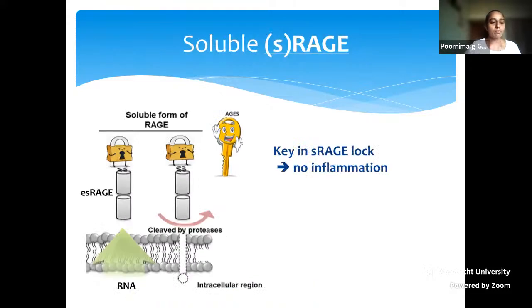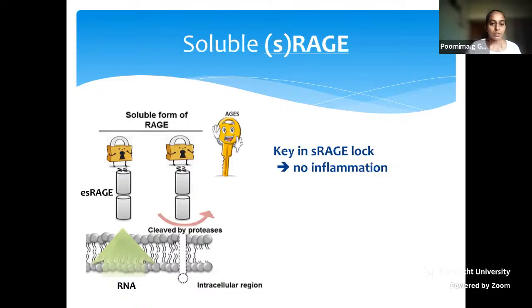There are also forms of RAGE that are not sitting in the cell membrane. We call these soluble RAGE, or sRAGE in short. When these bind to a ligand, they do not activate inflammation or damage. In fact, these forms can prevent inflammation or damage by neutralizing the ligands.